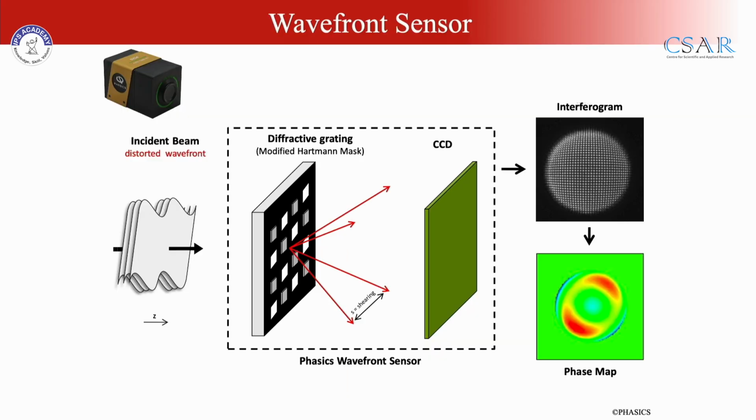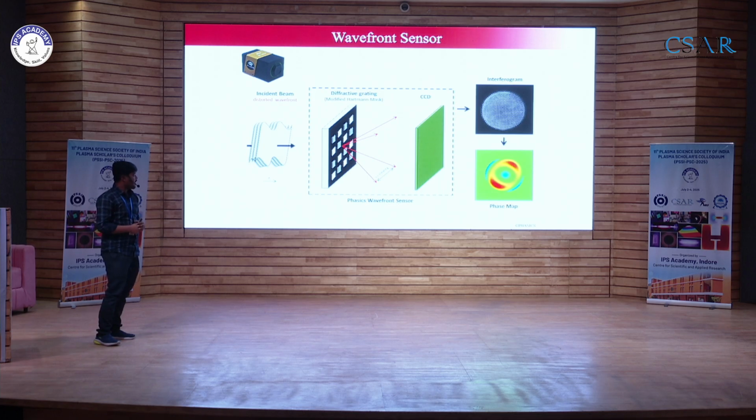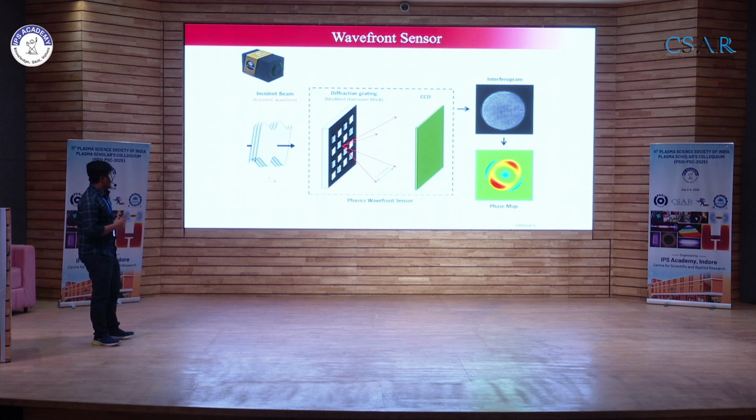Okay, so the idea is we put a CCD at some distance, and we record the interference pattern of these 4 orders. From the interference pattern, there are methods for extracting the phase map. So we can extract the phase map, and from the phase map, we can determine the wavefront, okay?